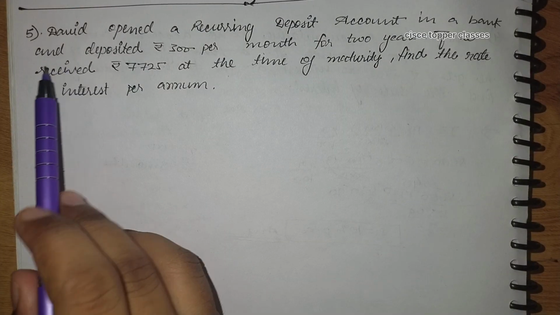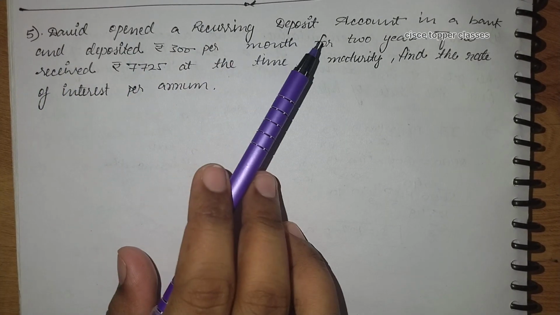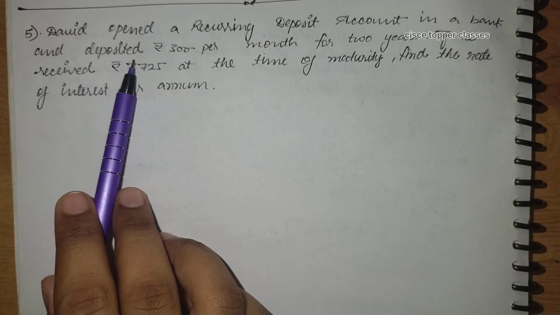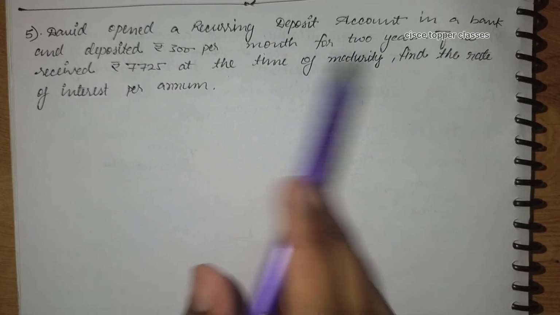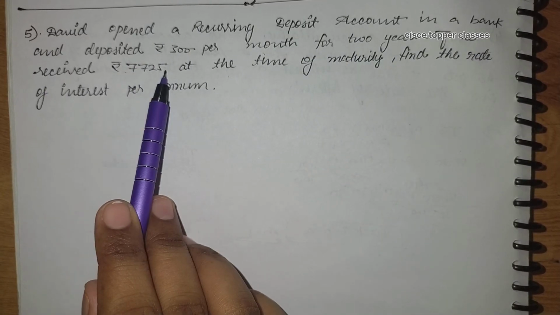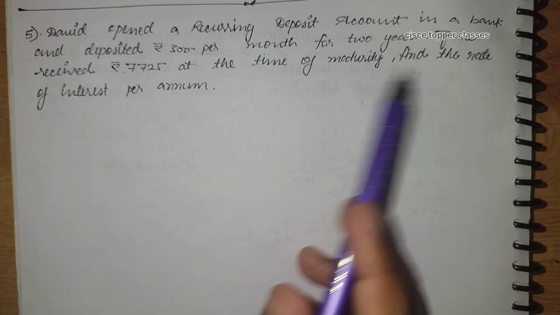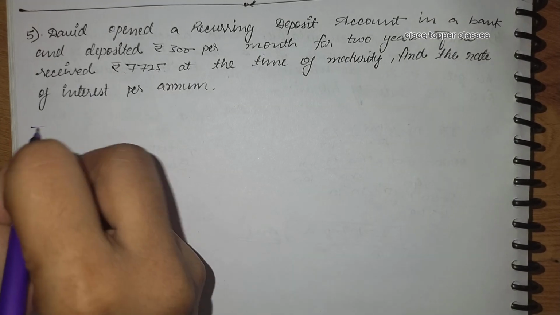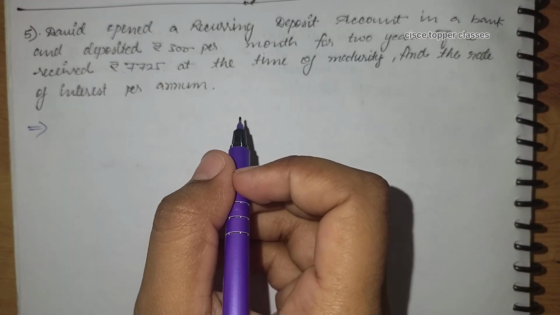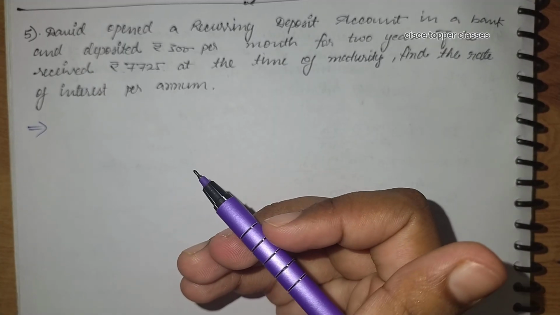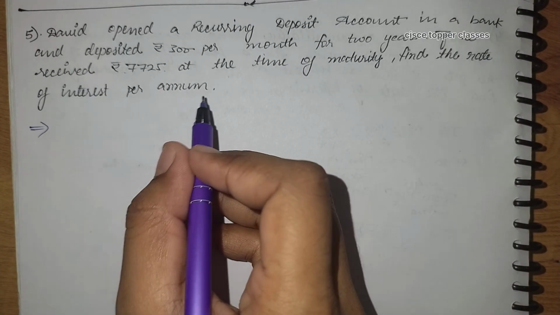Now let us solve question number 5. David opened a recurring deposit account in a bank and deposited rupees 300 per month for 2 years. If he received rupees 7725 at the time of maturity, we have to find the rate of interest per annum. So firstly we will find the value of interest, and then by the formula for interest we will find the rate of interest per annum.